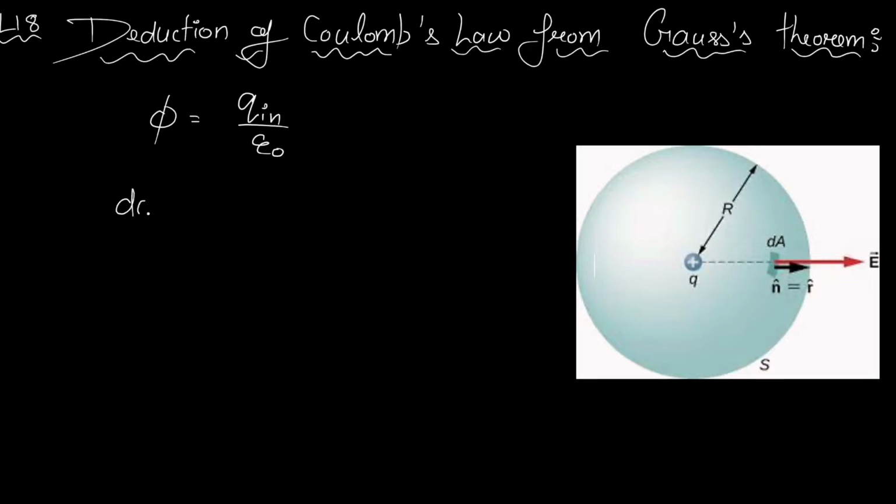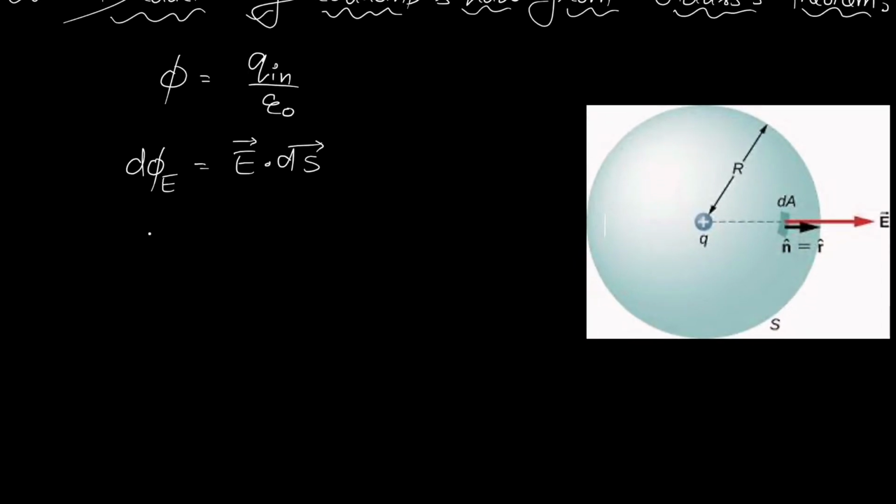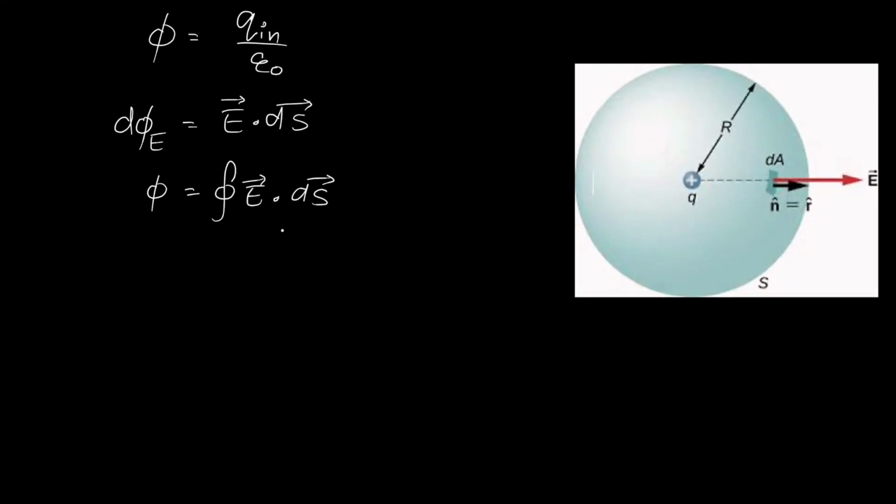We know that the d phi of the electric flux is given by simply the E dot ds vector, and then the flux is given by simply integrating E dot ds vector. We are interested in finding out the flux through the closed surface. Let's suppose you have the point charge here.